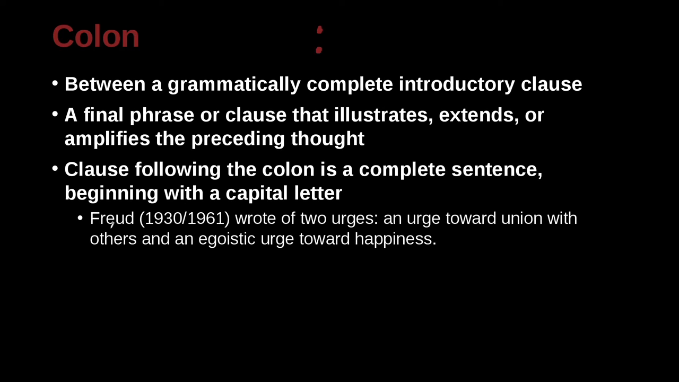So here we have Freud, and this is the citation. So this is the author, the researcher. This is the citation. And he wrote of two urges, an urge toward union with others and an egoistic urge toward happiness. So what we have here is Freud did something. This sentence is basically complete here. But now we're going to explain it a little bit more. So this is this idea of illustrate or explain it or extend it. So over here is our main idea, and then we're going to explain more. And we use a colon with that.